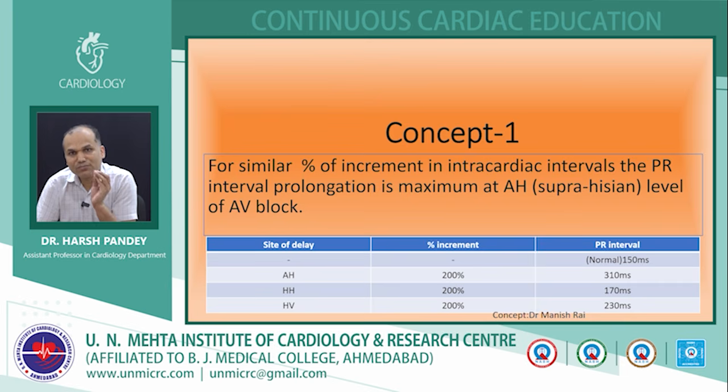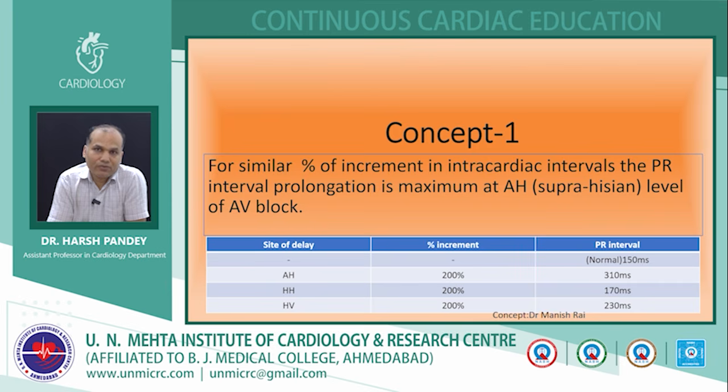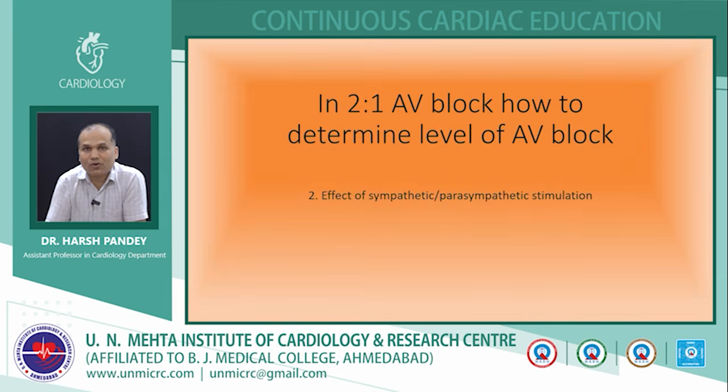So if you do a similar kind of increment, the maximum effect on the PR interval will come under the effect of AH delay, that is the suprahisian level of delay. So if you see a patient who is having more than 280 or 300 milliseconds of first degree AV block, likely the patient is having suprahisian level of AV block. 2:1 conduction with longer PR is likely to have a suprahisian level of delay or block.